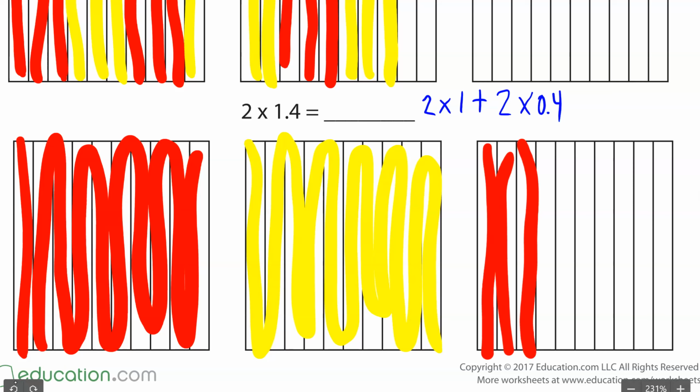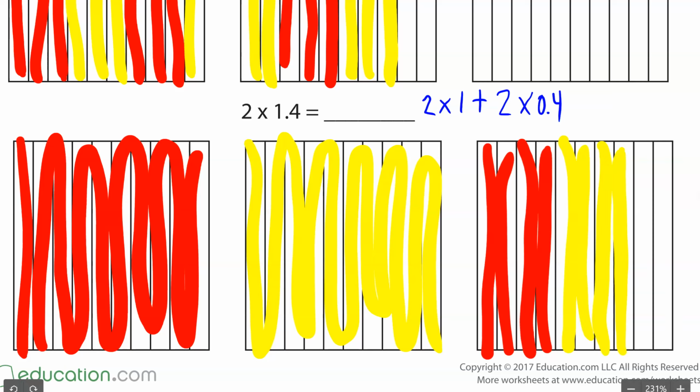1, 2, 3, 4. 1, 2, 3, 4. So 2 groups of 1 and 4/10. 2 groups of 1 plus 2 groups of 4/10. Or you could have just done it all together. Either way, same answer. And what I'm finding is 1 whole, 2 wholes, and 8/10 remaining. All right, good. So what? I've been able to do this with my models, and hopefully we've seen the pattern by now. And if we haven't, let's see if we can find it now.